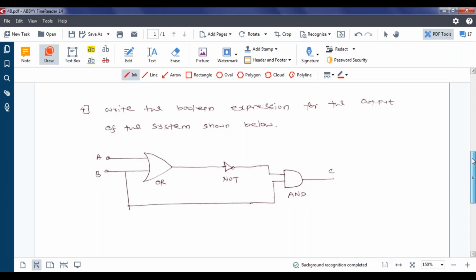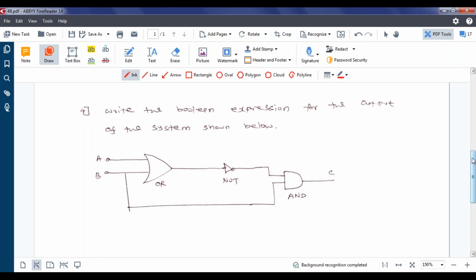Okay, take the next problem. Write the Boolean expression for the output of the system shown below. It may be asked in 2 marks or it may be asked in MCQ. In the problem they have given the diagram, so they are asking for the output expression.